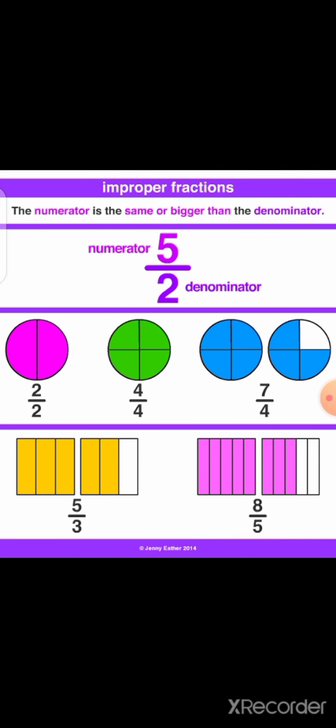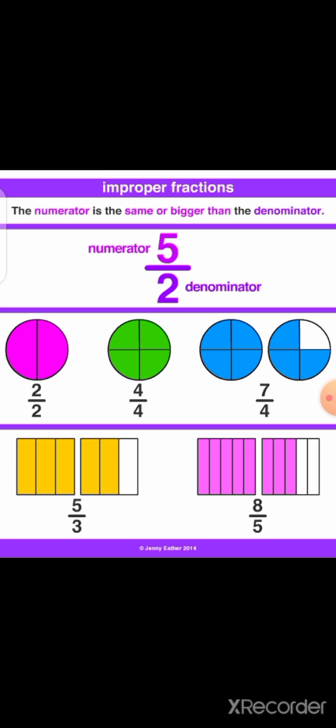Now improper fractions. Very good. Improper fractions, numerator is greater than the denominator. But if you will look 2 over 2, 4 over 4, these are also examples of proper fraction and that is equal to whole. Whole means there is no parts left. 7 over 4 is an example of improper fractions. Numerator is greater and denominator is smaller and it is also 1 whole 3 over 4.